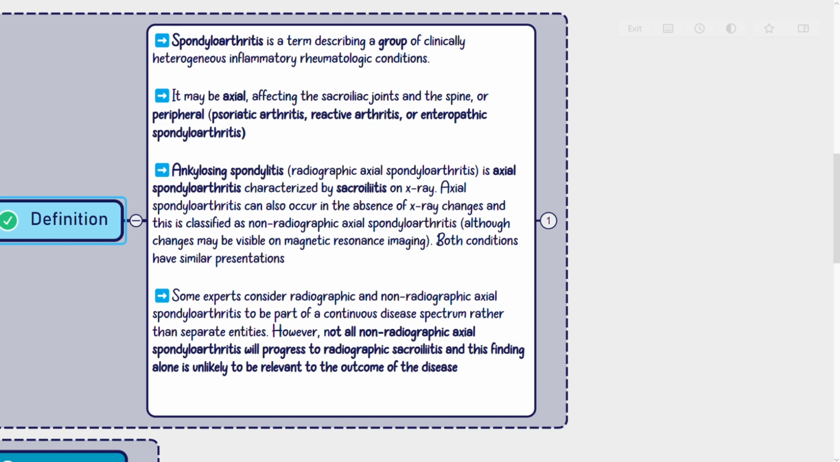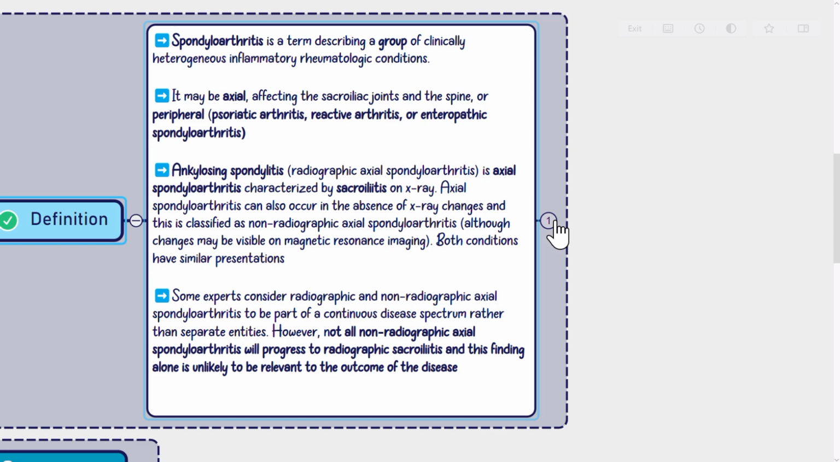Today's topic is ankylosing spondylitis. Spondyloarthritis is a term describing a group of clinically heterogeneous inflammatory rheumatologic conditions. It may be axial, affecting the sacroiliac joints and the spine, or peripheral: psoriatic arthritis, reactive arthritis, or enteropathic spondyloarthritis. Ankylosing spondylitis, radiographic axial spondyloarthritis, is axial spondyloarthritis characterized by sacroiliitis on X-ray.